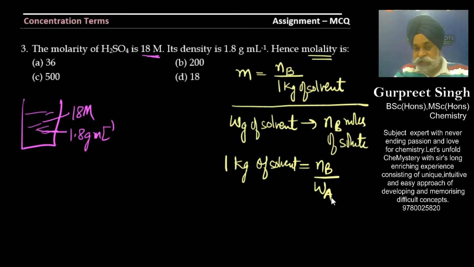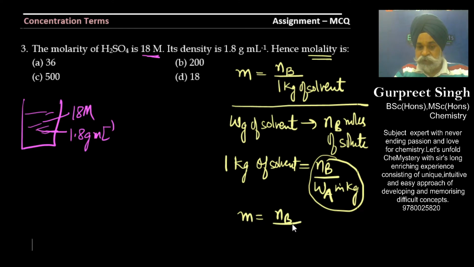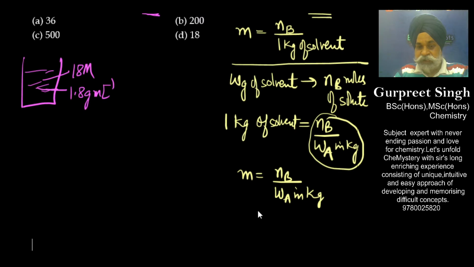If I say A has to be the solvent in kg, so this number of moles which I get is what you call molality. So molality simply would mean number of moles upon weight of solvent in kg. And if the solvent is in grams, we will say molality is number of moles upon weight in grams into thousand. So this also makes molality.